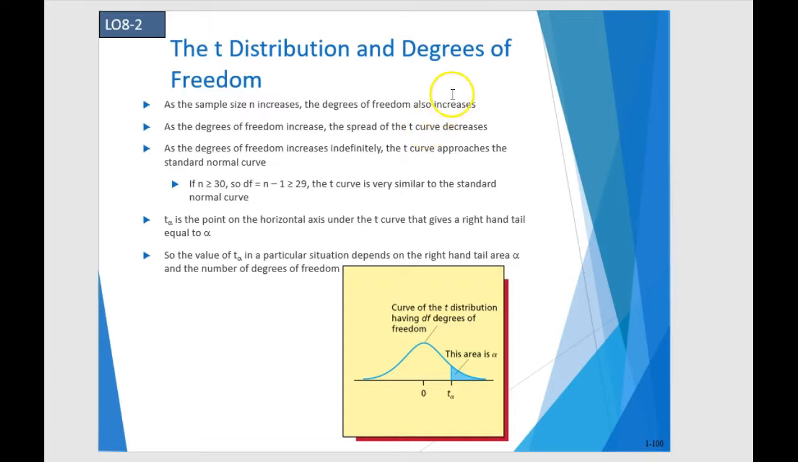As the degrees of freedom increase, the spread of the T curve decreases, right? So it's going to start to look more and more normal. As the degrees of freedom increase indefinitely, the T curve approaches the standard normal curve, which I just mentioned. If n is greater than 30, so degrees of freedom, n minus 1, is greater than 29, the T curve is very similar to the standard normal curve.